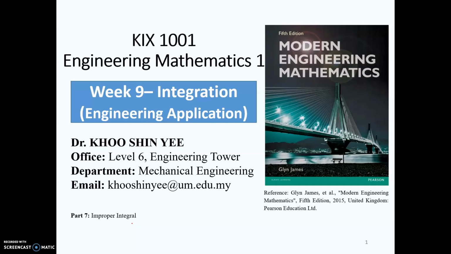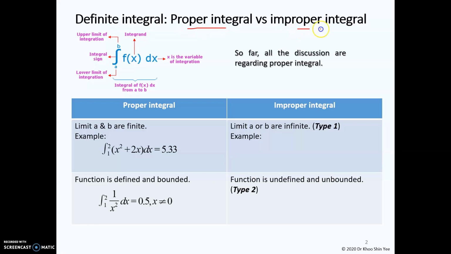Hi, in this video, we will learn how to solve the improper integral. Proper and improper integrals are under the definite integral, where you have the limit here. So for the proper integral, our limit is finite. For example, you have finite numbers 1 and 2 for the lower and upper limit respectively.